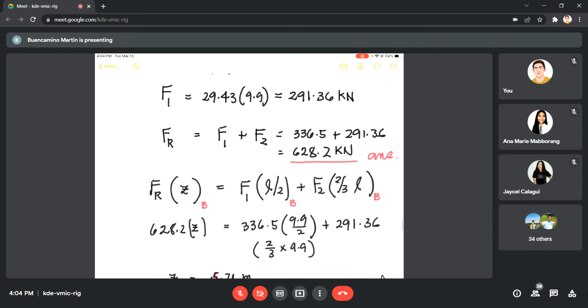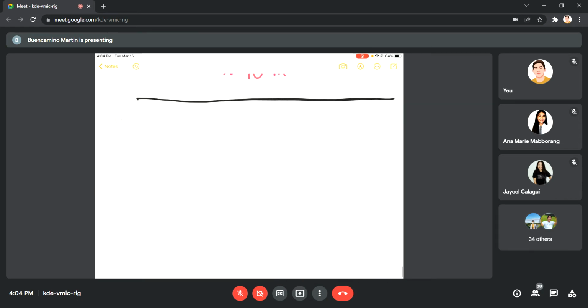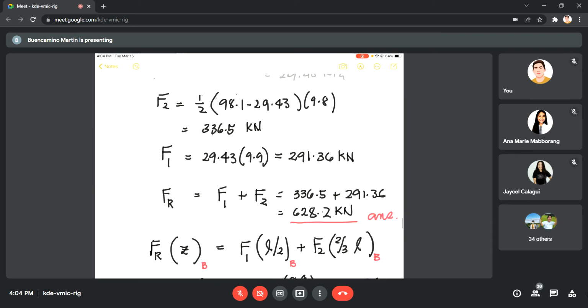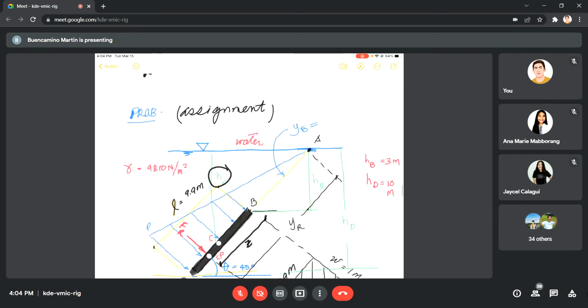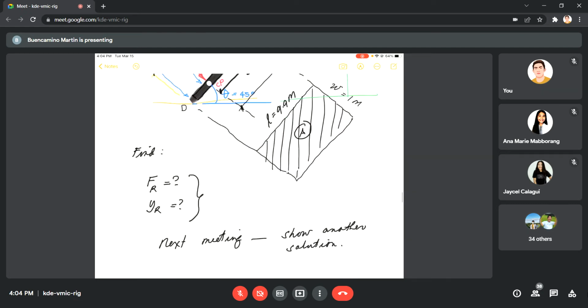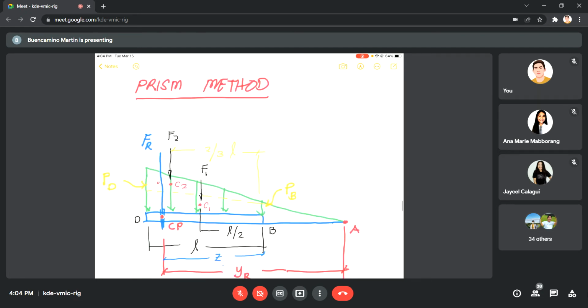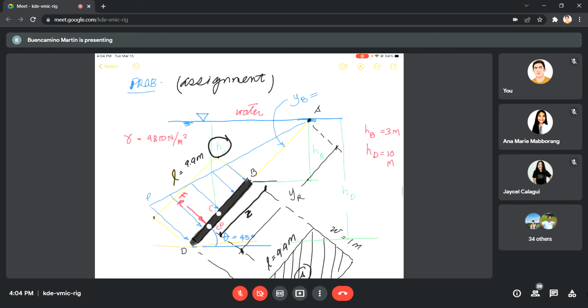Dalawang solution ito, discuss muna natin yung isa. So tingnan natin kung there are two ways to solve this. One is using, kung maalala nyo yung lesson natin sa uniformly varying load sa beam noon, sa mechanics 1 o mechanics 2. Parang ganito. Okay. So what's this sketch all about?